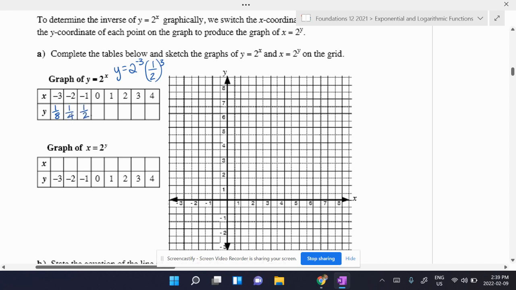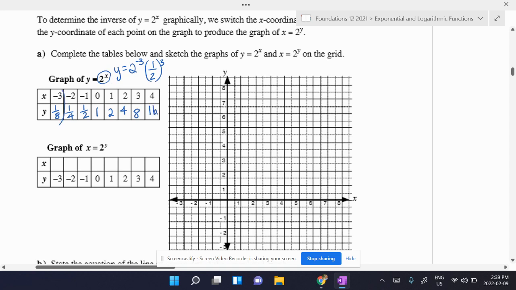Okay? Which means this is going to be 1/4. This is going to be 1/2. This is going to be 1. Right? Any number to the power of 0 is 1. It's going to be 2. 2 to the power of 2 is 4. To the power of 3 is 8. Power of 4 is 16.